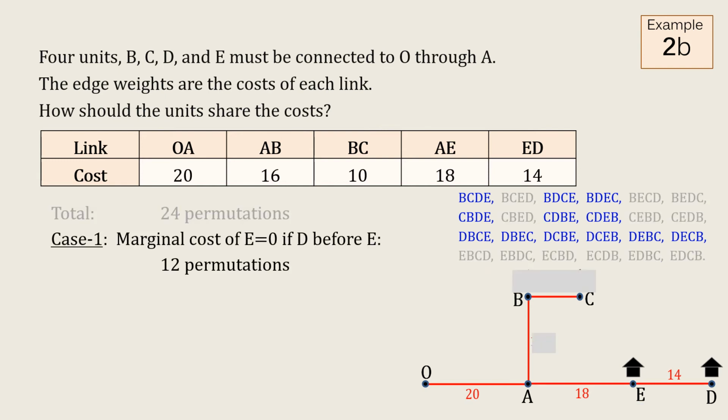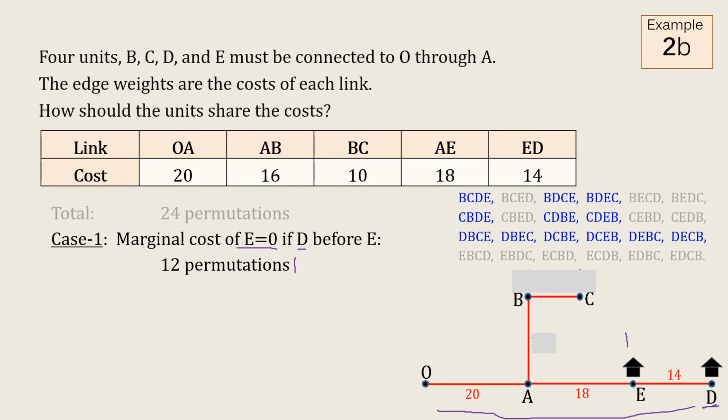Now, first we'll look at the case where D arrives before E. So D is already there, so this link has already been established. So when E arrives, its marginal cost or marginal contribution is 0. And there are 12 such cases where D arrives before E. And these are colored in blue.